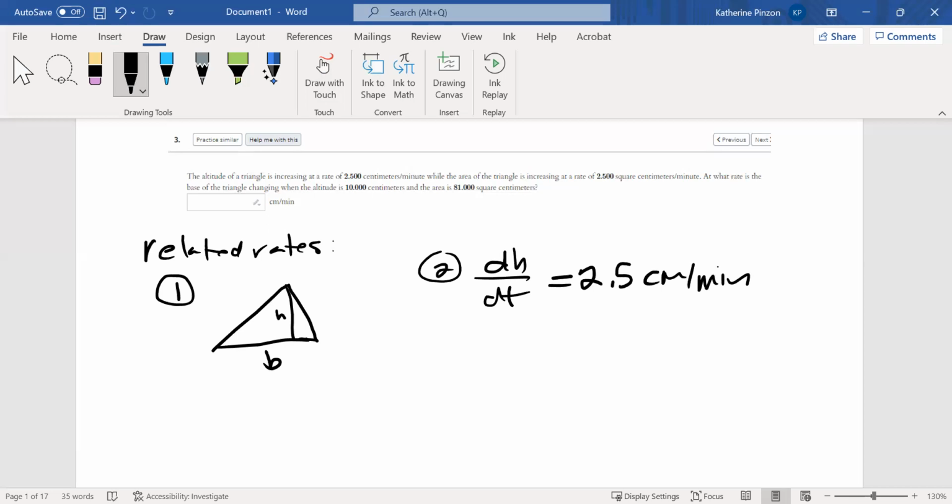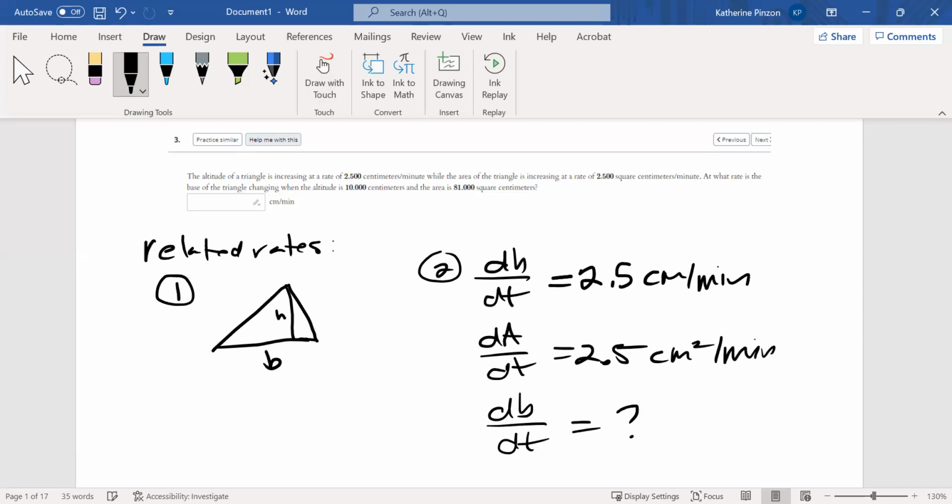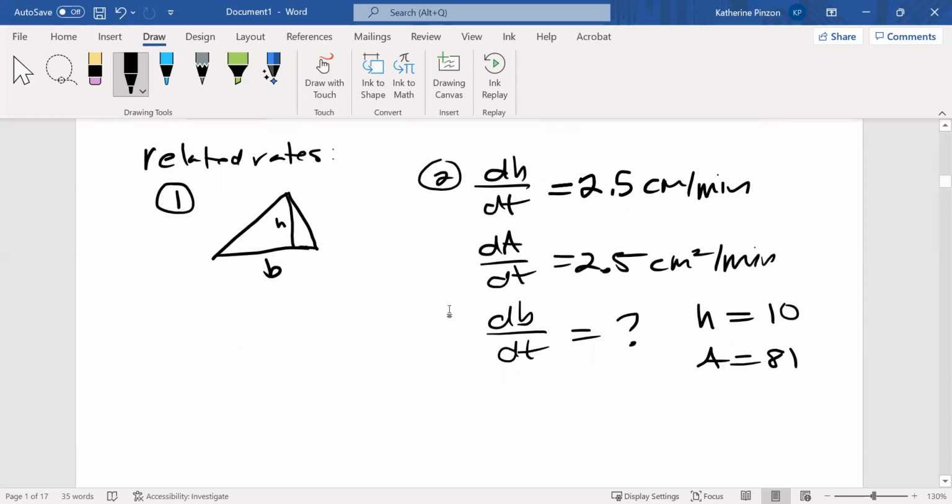The area of the triangle is increasing at a rate of 2.5 square centimeters per minute. What does that tell me? dA dt is also 2.5 centimeters squared per minute. At what rate is the base of the triangle changing? That's what I have to find, dB dt, when the altitude is 10 and the area is 81. So I need an equation that relates area, base, and height.